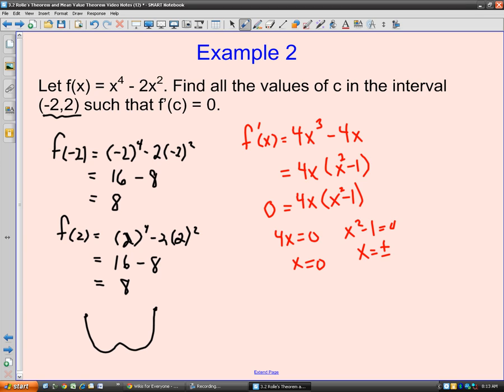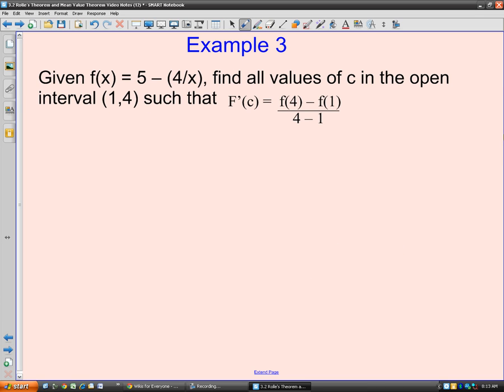And so that means that the horizontal tangents, there's actually 3 of them in this interval, because negative 1 fits in the interval, 0 and positive 1. So these are the 3 values where I have horizontal tangents. So then in the next example, we are going to talk about the mean value theorem.